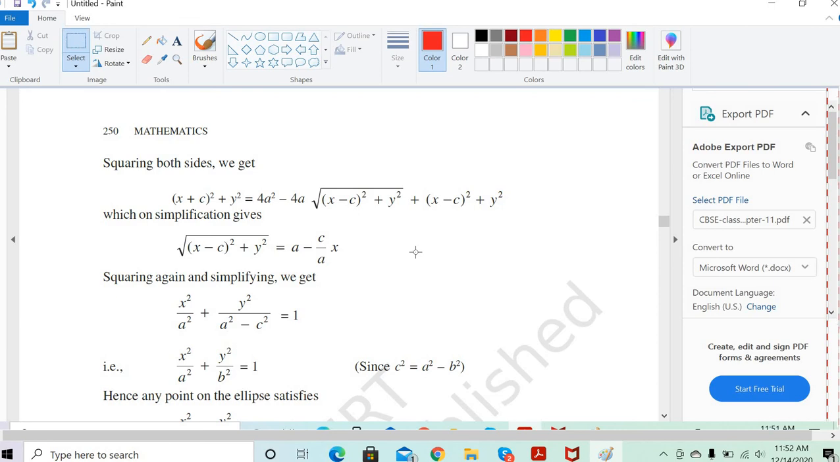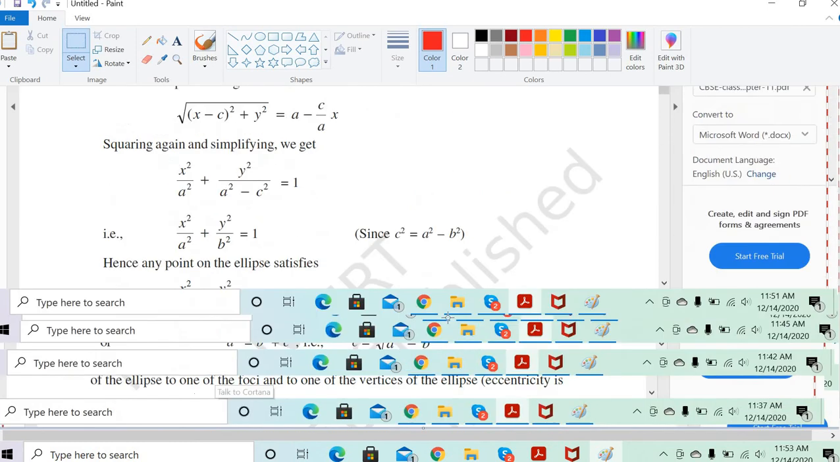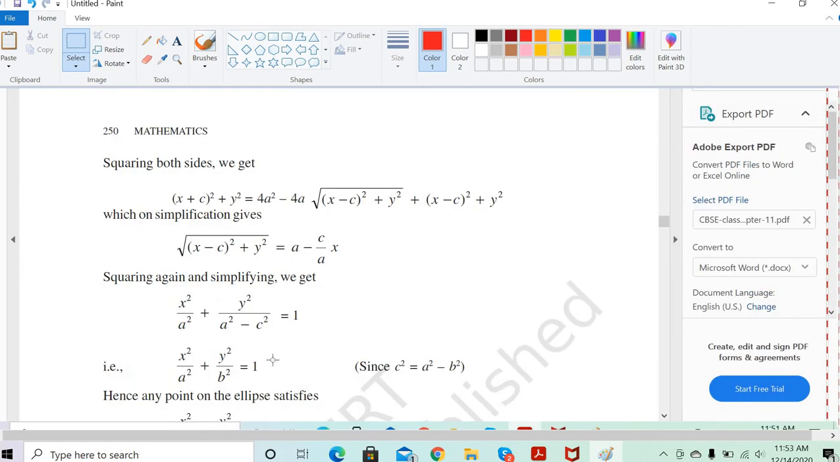It will be x square by a square plus y square by a square minus c square equals 1. Excellent. Now you know that c square is equal to a square minus b square. You can substitute c square as a square minus b square. You should get this term.